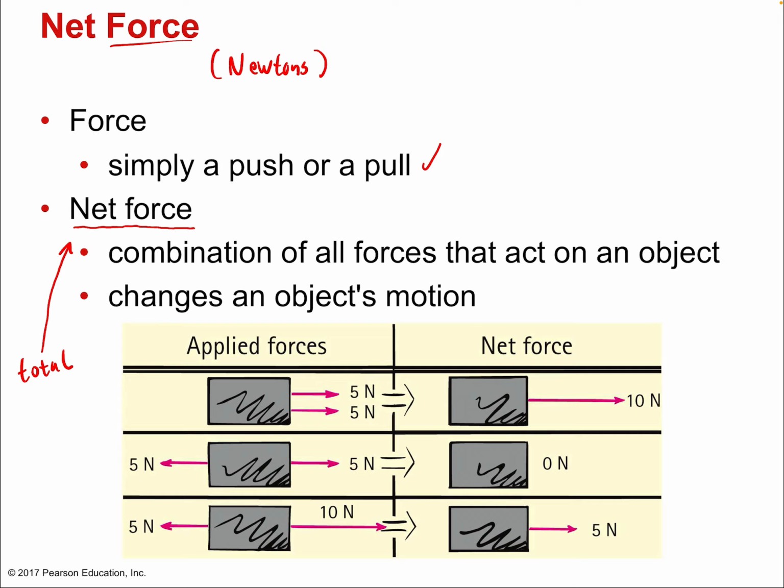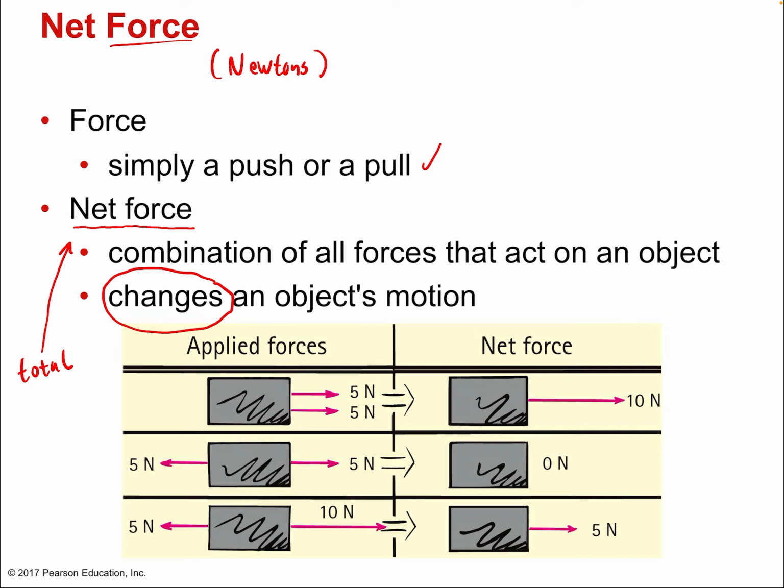All right, and it changes an object's motion. The net force has a direct effect on motion. But of course it does, right? That's what brakes do. You slam on your brakes, they slow your car down. That's because once you slam on your brakes, your net force on the car is pointing backwards relative to your forward motion, and it slows you down.